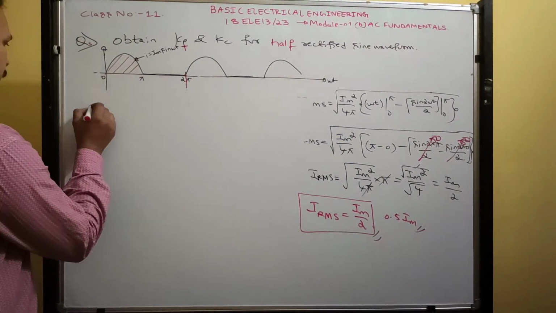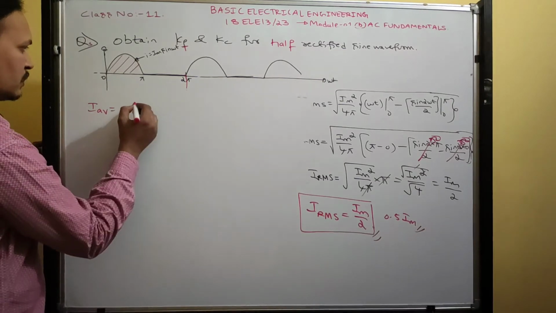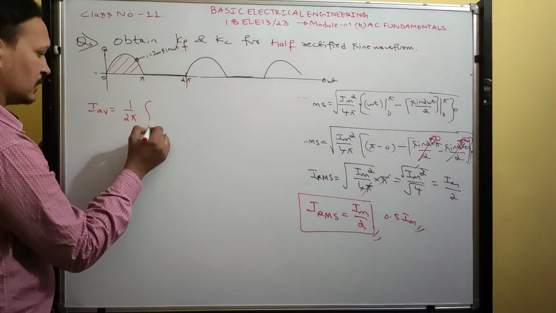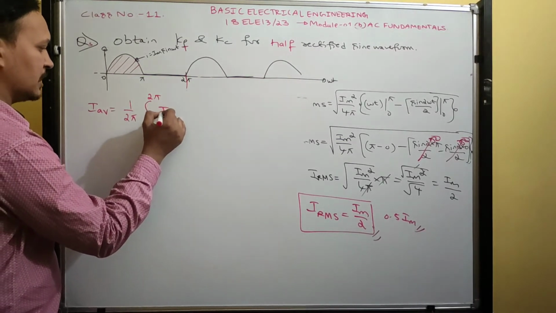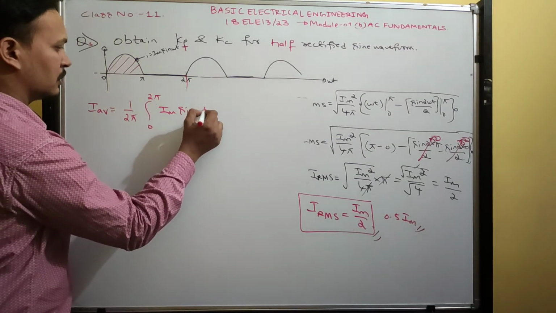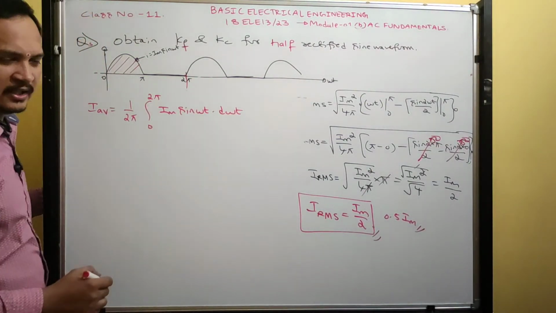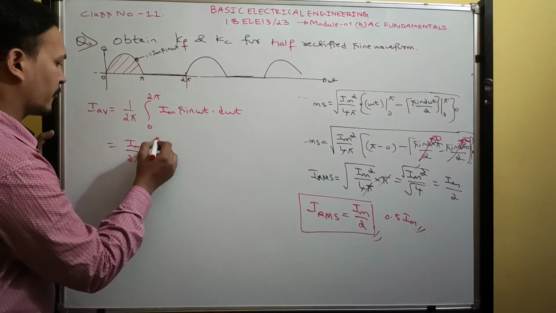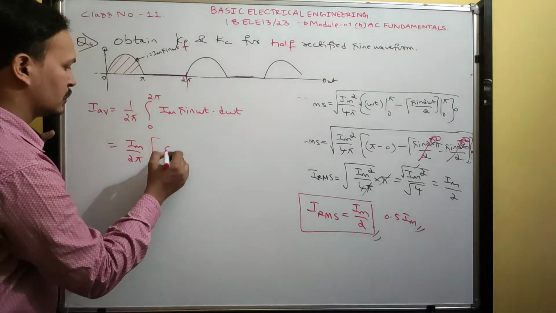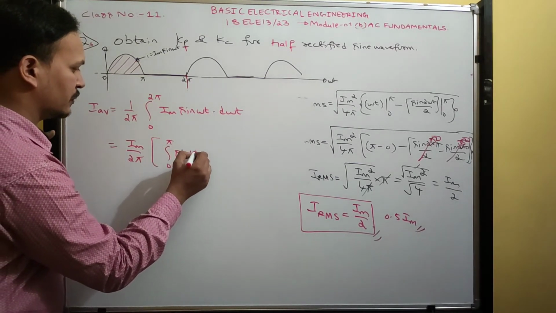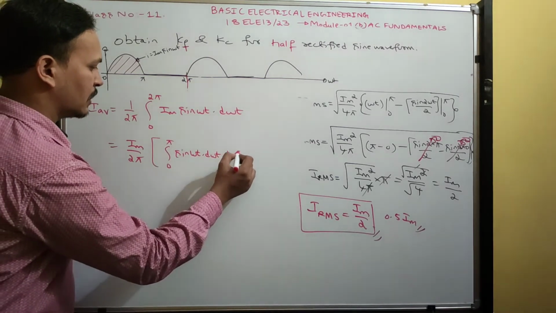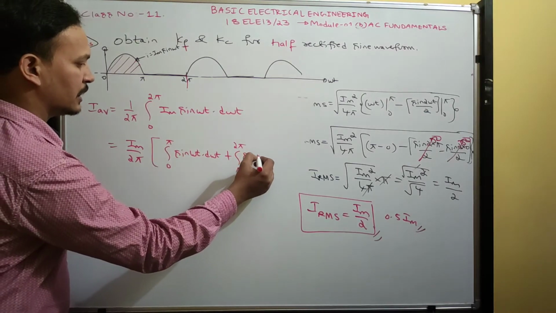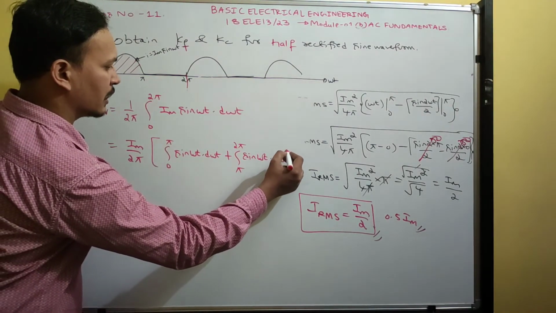Okay, look at your average value now. I average is equal to, now also take full cycle. 1 by 2 pi integral 0 to 2 pi Im sine omega t into d omega t. So take Im outside. So Im by 2 pi, within the bracket. Now split the limits. 0 to pi sine omega t into d omega t plus next limit is pi to 2 pi, from pi to 2 pi sine omega t into d omega t.